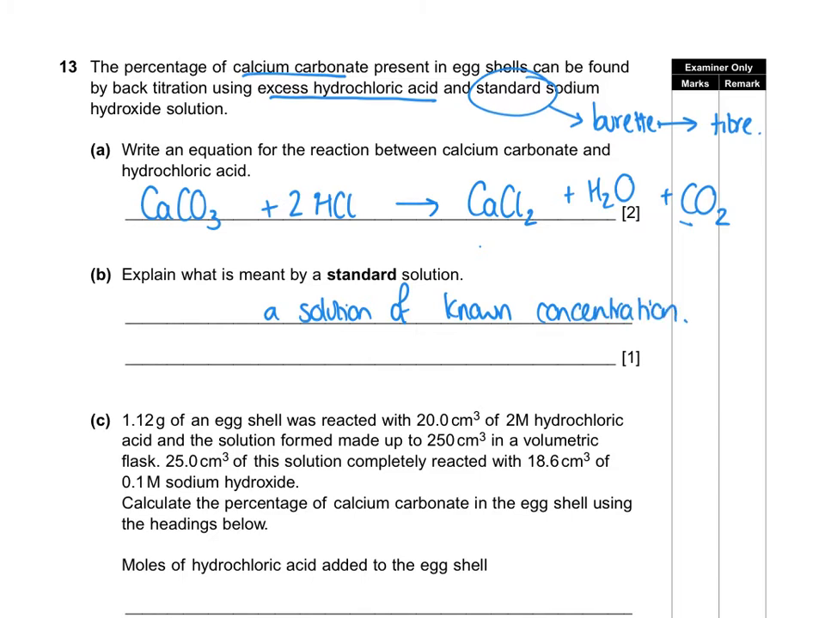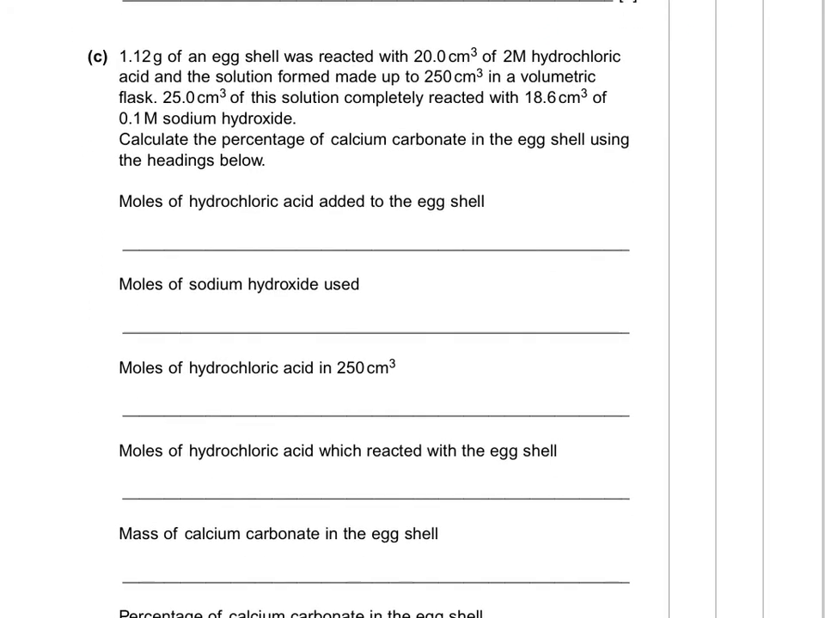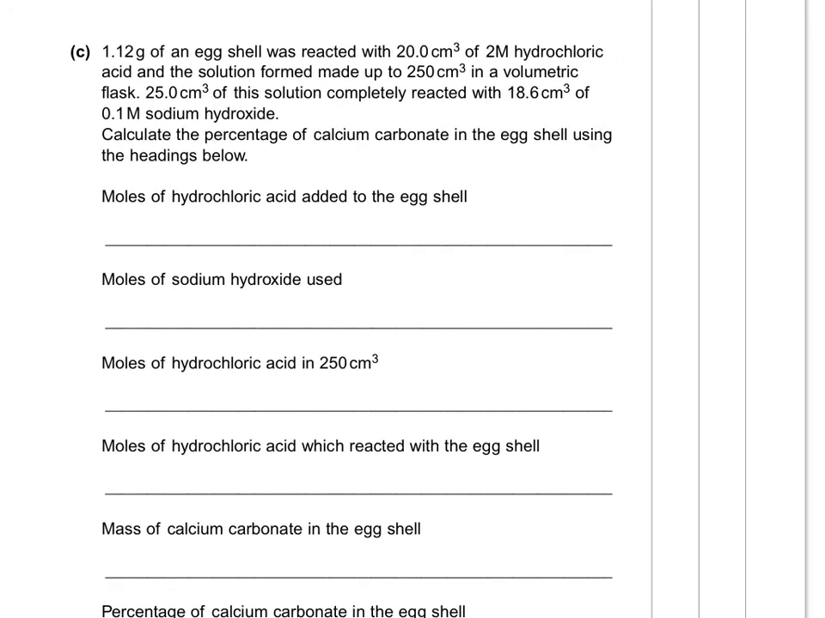Okay, so same type of question, just different numbers, and it starts in a slightly different place, and you're asked to do 2 steps in one in this example, but we'll work through it now. Again, you've got your eggshell being added to the hydrochloric acid, and then once as much hydrochloric acid as needs to react has reacted, we make that up to 250 centimeters cubed, and then we take 1/10 of that and we titrate it against sodium hydroxide, so that's going to be the unreacted hydrochloric acid.